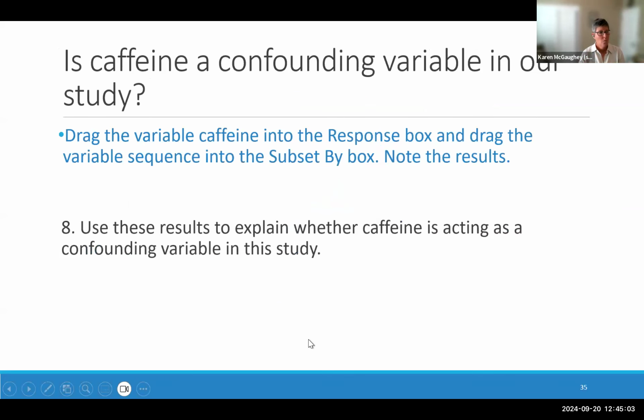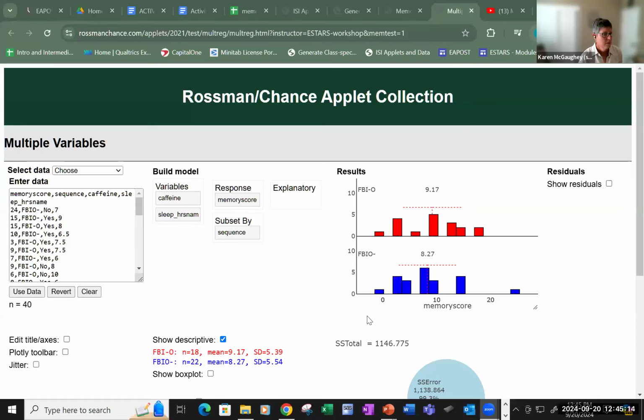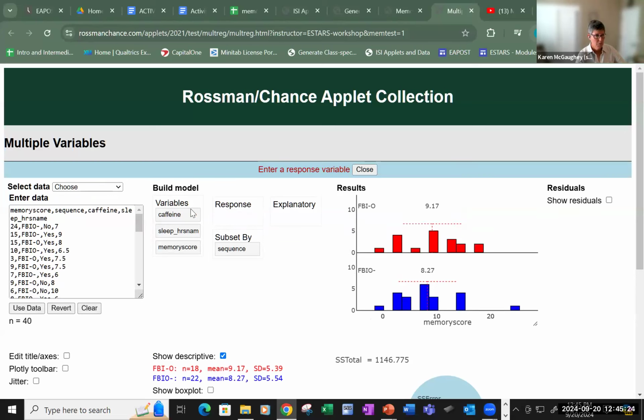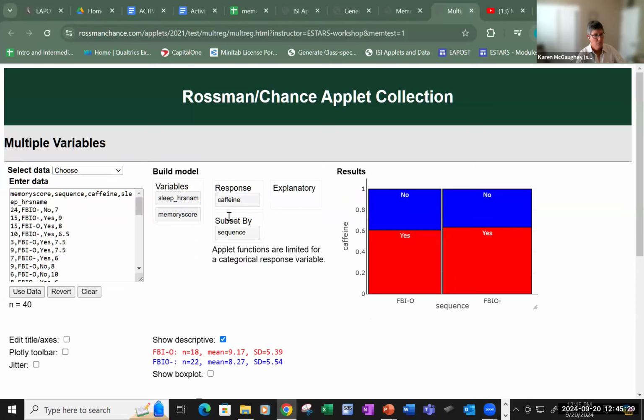Okay, so let's check. Let's go back to the multiple variables applet and see: is caffeine acting as a confounding variable here? I'm going to take memory score out of the response box and put caffeine into the response box. Now we're looking at the two sequence groups and the distribution of caffeine in those two groups.